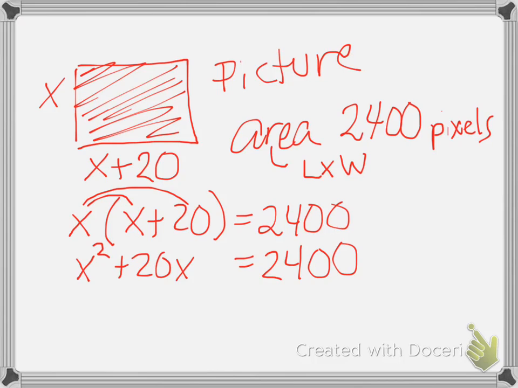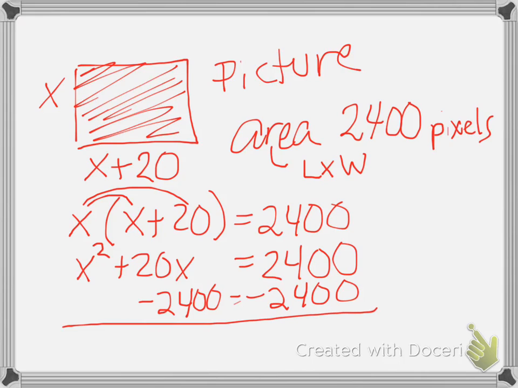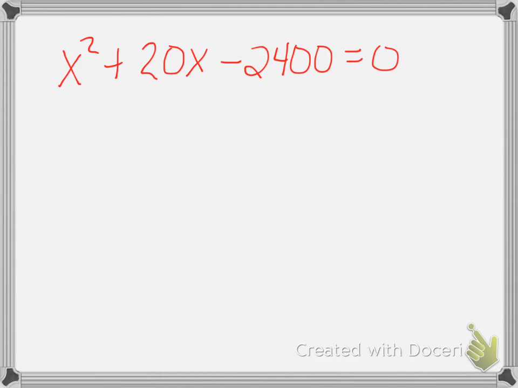Okay, so now we're going to bring that 2400 over. Remember, you're looking for it to be in that format that we've been dealing with in this section. So you have x squared plus 20x minus 2400. So let me write that on the next page. So now we're looking for something that multiplies to negative 2400 and adds to 20.